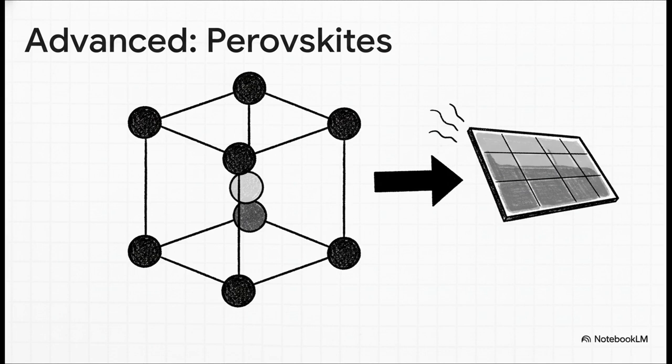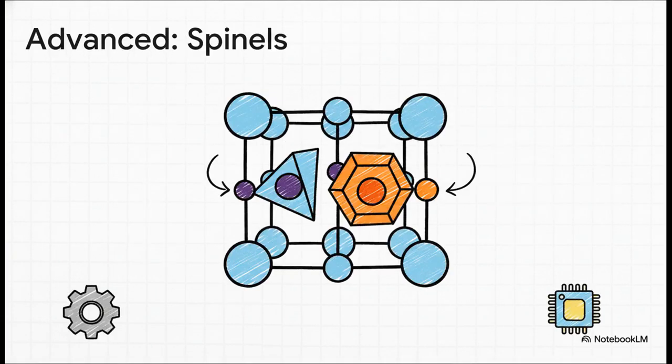By carefully choosing which atoms to plug into the different spots in the structure, scientists can fine-tune its properties. And that is at the absolute heart of breakthroughs in things like next-generation solar cells, making them way more efficient. Or here's another one, called spinels. Now this one's a little more complex, but the core idea is the same.